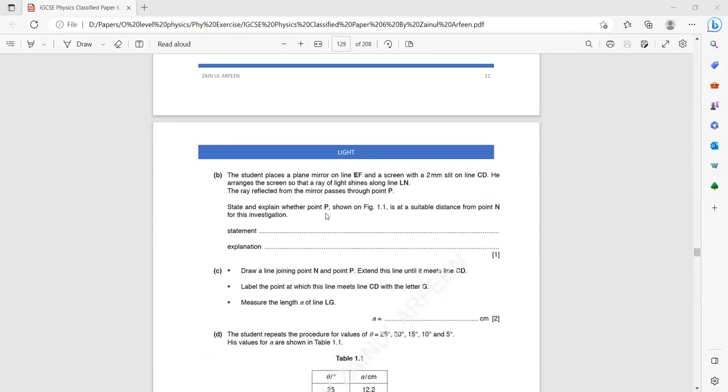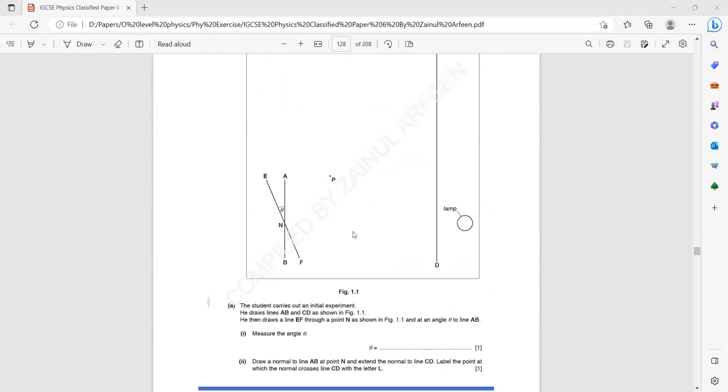State and explain whether point N shown on figure 1.1 is a suitable distance from N for this investigation. So how can we identify whether a point is at a correct distance or not? When you are marking a point, for example, if we have a mirror and we want to trace the path of a ray of light, say this is representing a mirror. If you want to trace, and this one is a lamp with one opening, the light is passing through the slit, the light strikes the mirror, and the light bounces back.